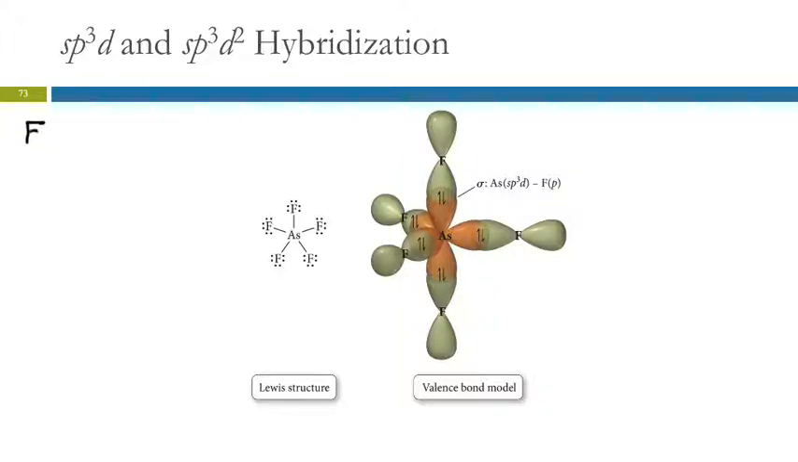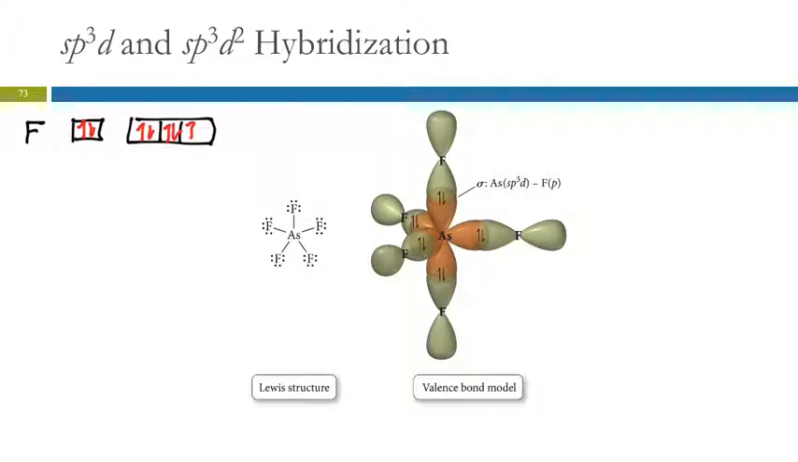So for fluorine, the fluorine's going to be unhybridized. How many valence electrons does fluorine have? 7. 1, 2, 3, 4, 5, 6, 7. So there's 1 half-filled orbital. That's this p orbital that's forming a sigma bond with the arsenic.